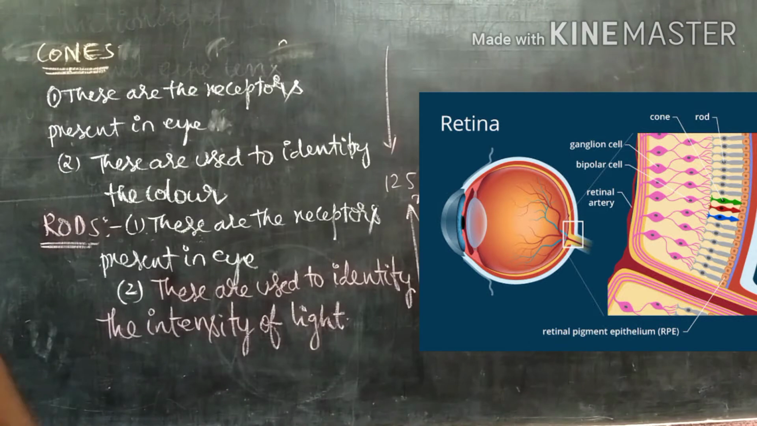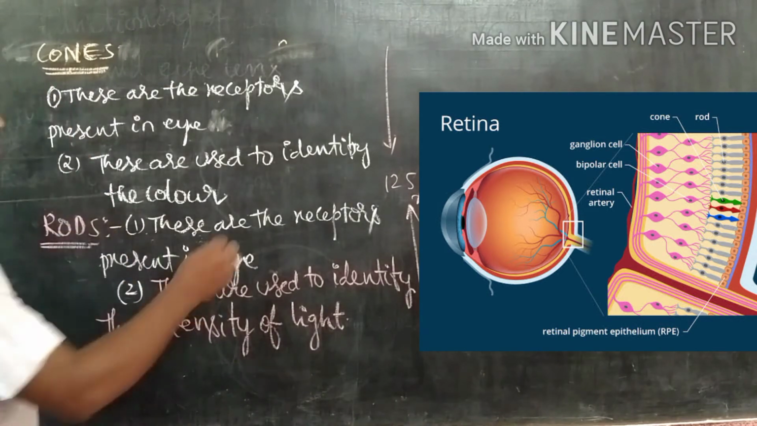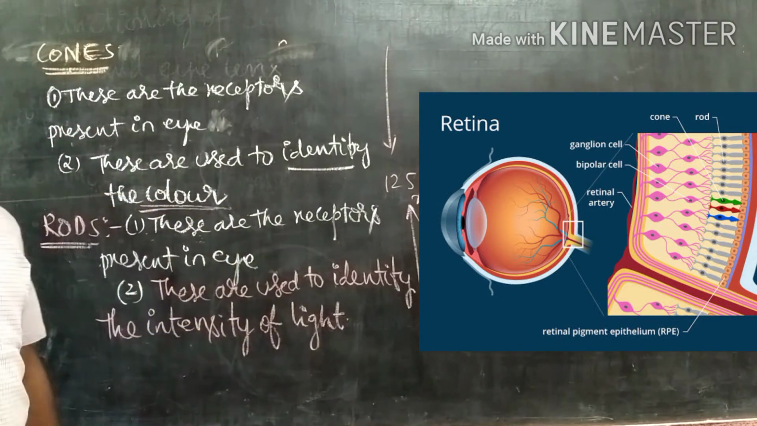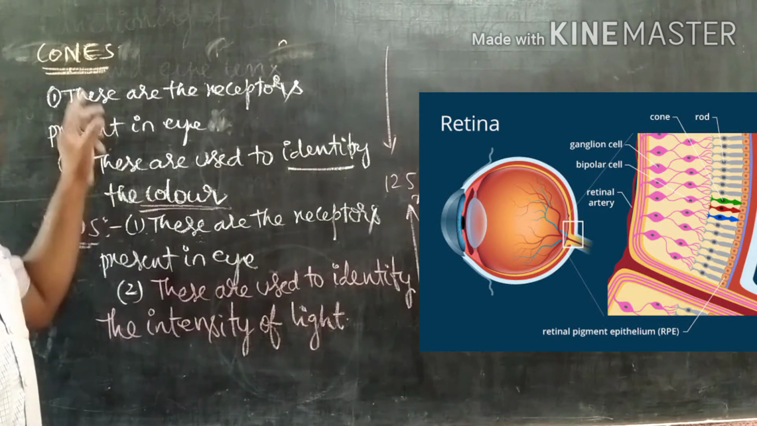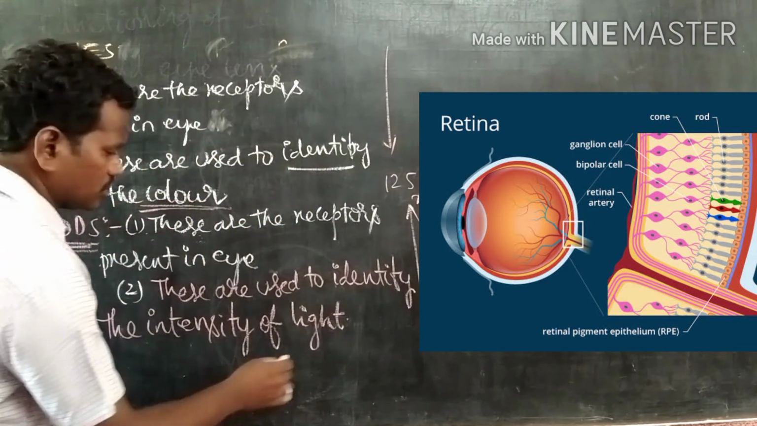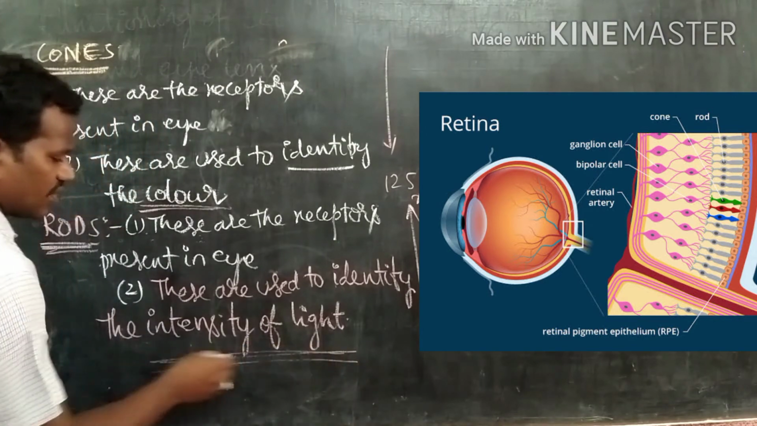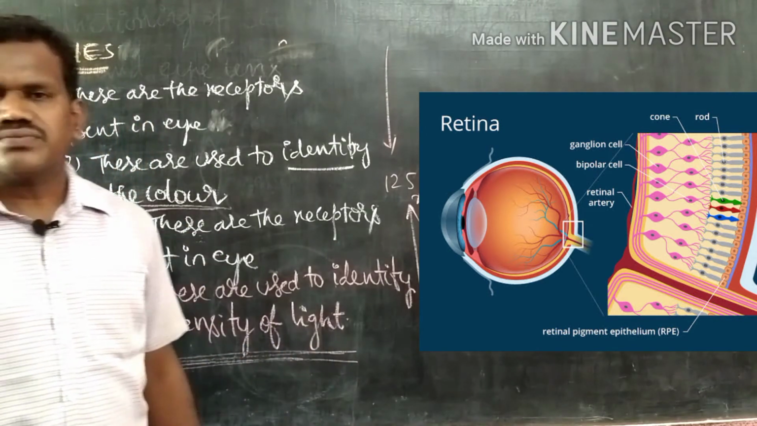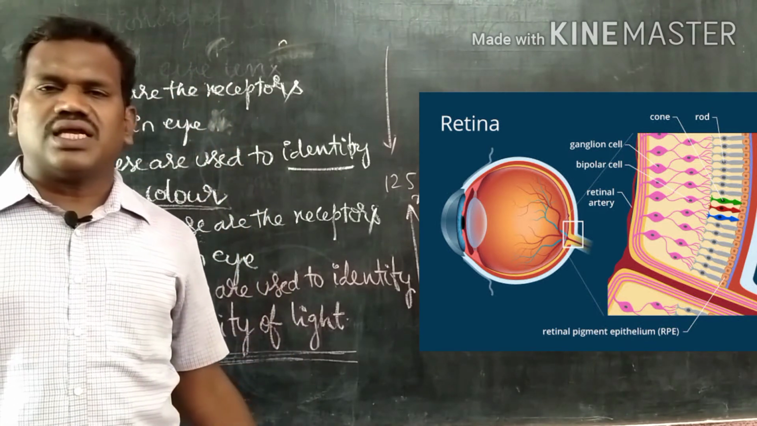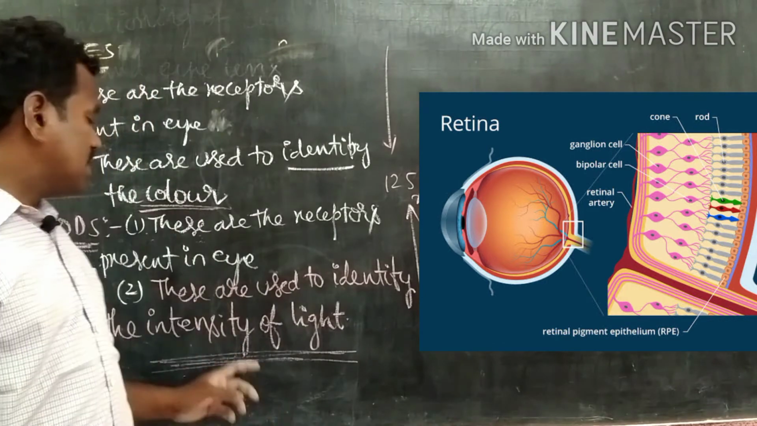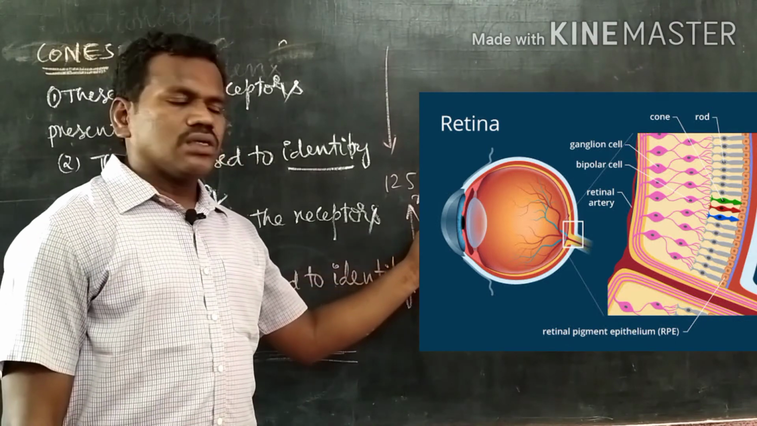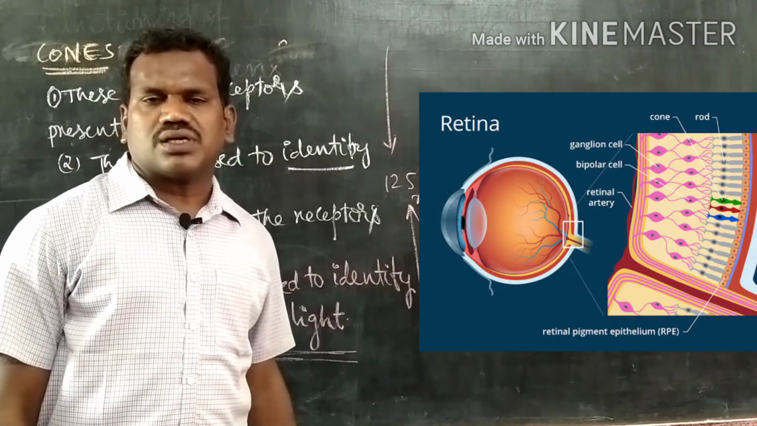Then what is the main difference? Here, cones are used to identify the color that is coming from the light or from the object. Rods are used to identify the intensity of the light that enters into the eye. Means if a more amount of intensity of light is coming, or less intensity of light is coming from the object, it will be identified by using the rods. About 125 million receptors are there in total.